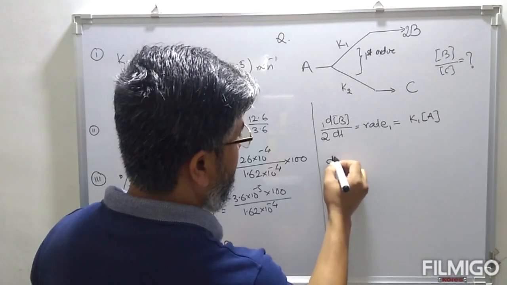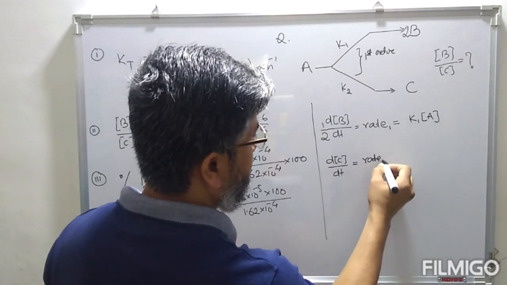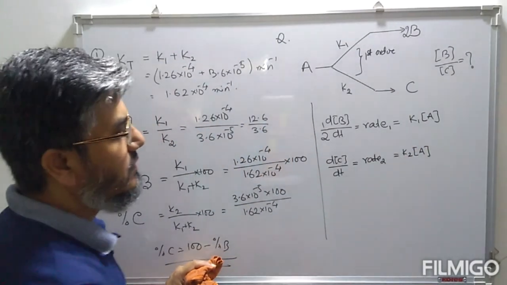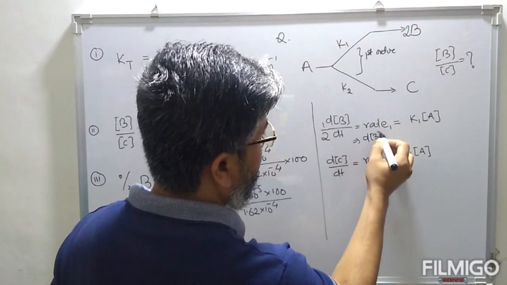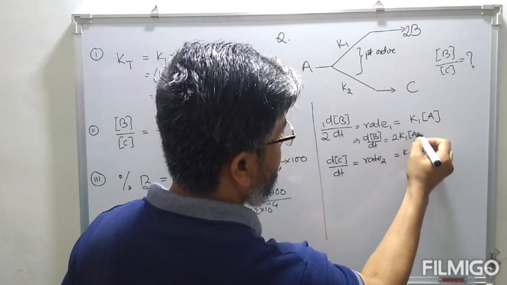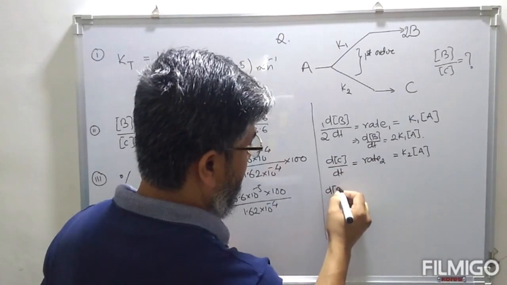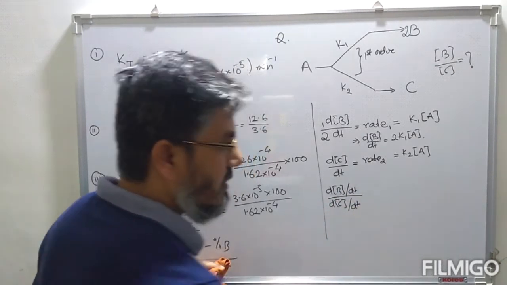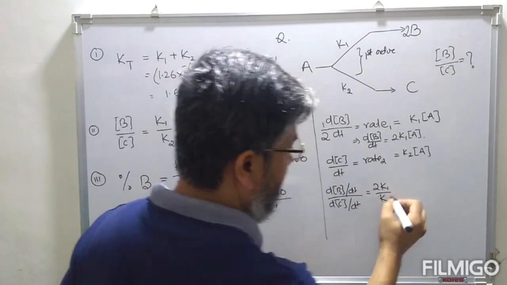Now the rate of formation of C, this is rate 2. This is equal to K2 A. So look at this, the rate of formation of B, dB by dt, is 2 times K1 into concentration of A. Now we take the ratio of these two, so the rate of formation of B divided by the rate of formation of C is equal to 2K1 divided by K2.